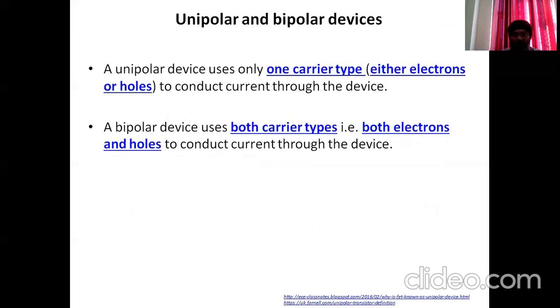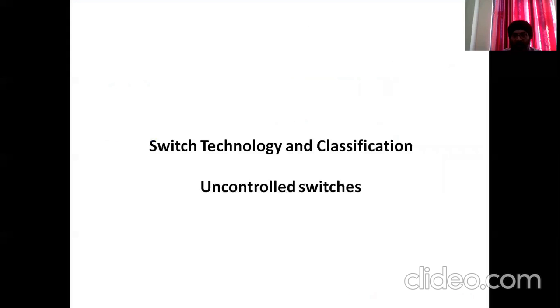Another definition: a unipolar device uses only one carrier type, either electrons or holes, to conduct current through the device. A bipolar device uses both carrier types, electrons as well as holes, for current conduction. Okay, so now after these definitions, we can start talking about the switch technology and how to classify these switches.